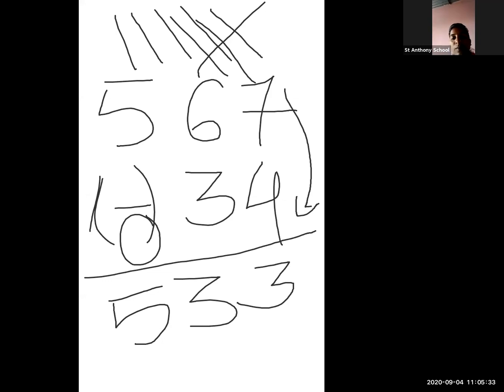Okay, everyone clear on this sum? Yes? Everyone understood? Okay, good. Does anyone have a doubt about subtraction, how to subtract? Anyone have a doubt?